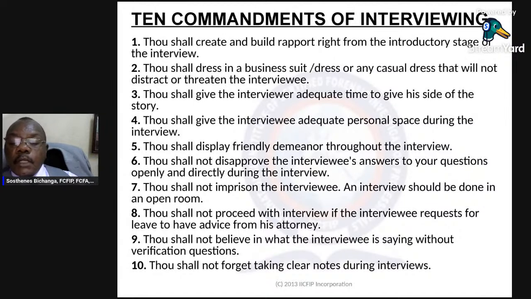Number 9, thou shalt not believe what the interviewee is saying without verification questions. So instead of disapproving what this person is saying, as in commandment number 6, you are supposed to ask follow-up questions to verify what the interviewee is telling you, and then take notes of what you have confirmed. Number 10, thou shalt not forget taking clear notes during interviews, because this is what will enable you to do a report, a forensic report.